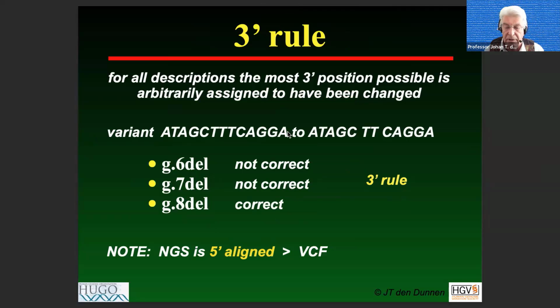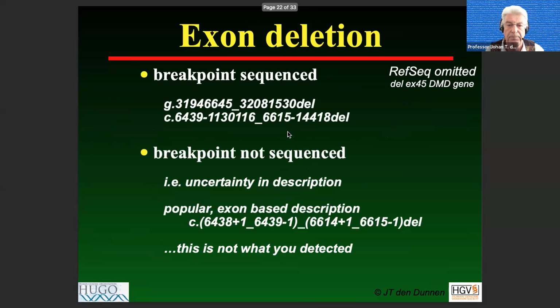The 3' rule, it was mentioned in one of the questions already. That's a very important rule in HGVS nomenclature. When there are 3 nucleotides in a row, one of the 3 is deleted, or there is an additional T, then the 3' rule applies, where for all descriptions, the most 3' position possible is arbitrarily assigned to have been changed. The problem recently is that with NGS sequencing, the VCF format uses a 5' aligned calling of the variant.